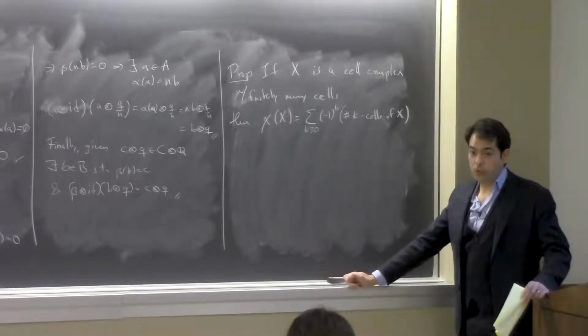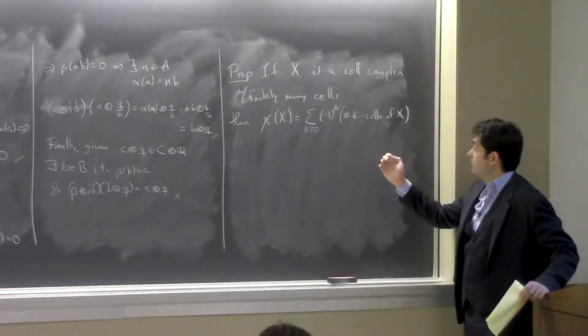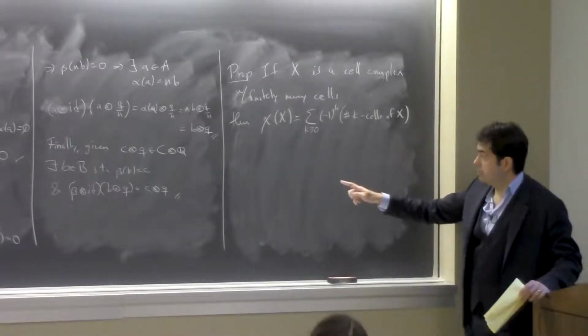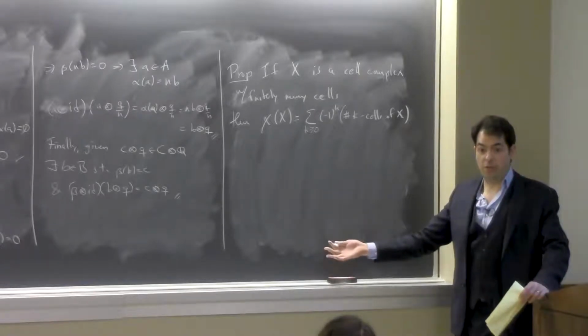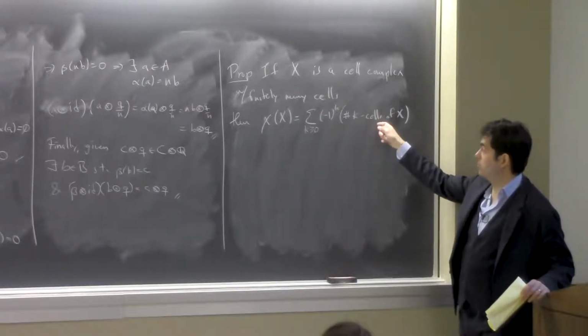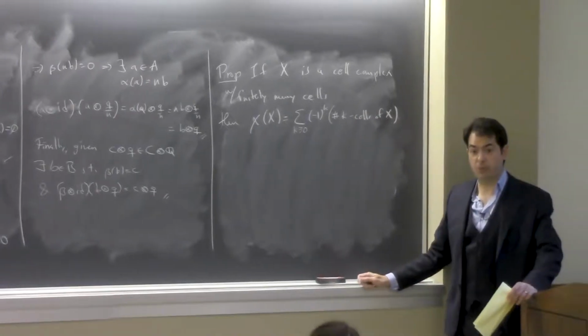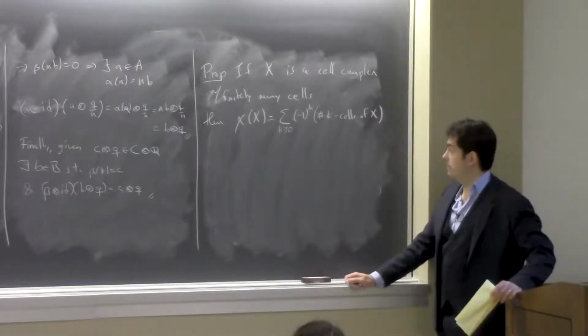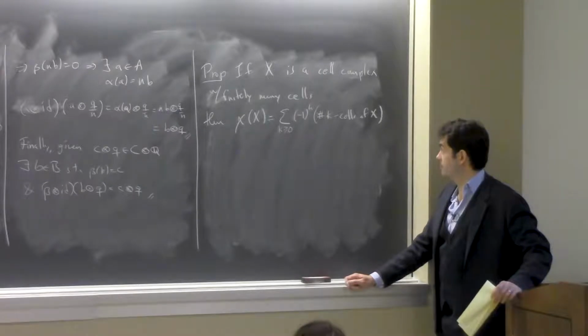Okay, so if you have a cell complex, you can compute the Euler characteristic before you've computed the homology. You can just look at the chain complex itself and compute the alternating sum of the ranks, and that will give you the Euler characteristic.